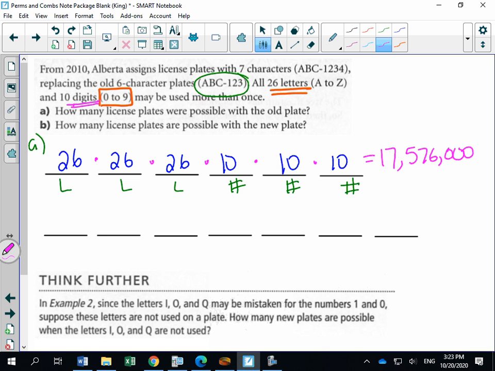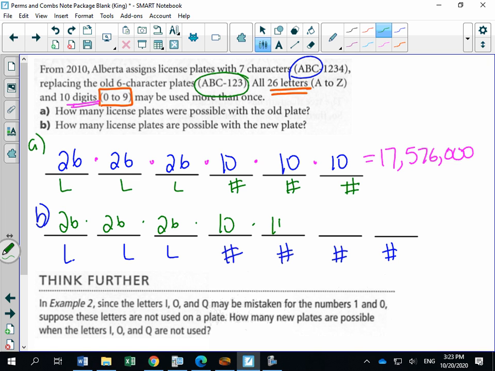17,576,000. Then they discovered that they actually needed more options than this. So they decided after 2010 to add an extra stage, an extra number. So this will be for B. For B, we could have 3 letters, and then 4 numbers. So again, fill in how many options are for each stage. There's 26 letters, 26 letters, and 26 letters, 10 numbers, 10 numbers, 10 numbers, and 10 numbers.